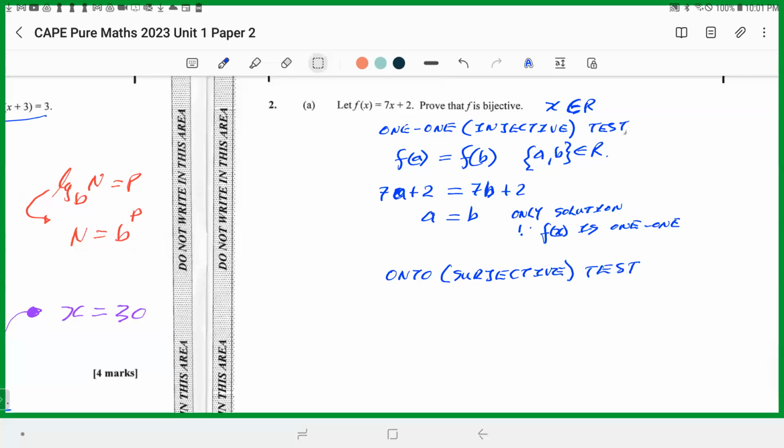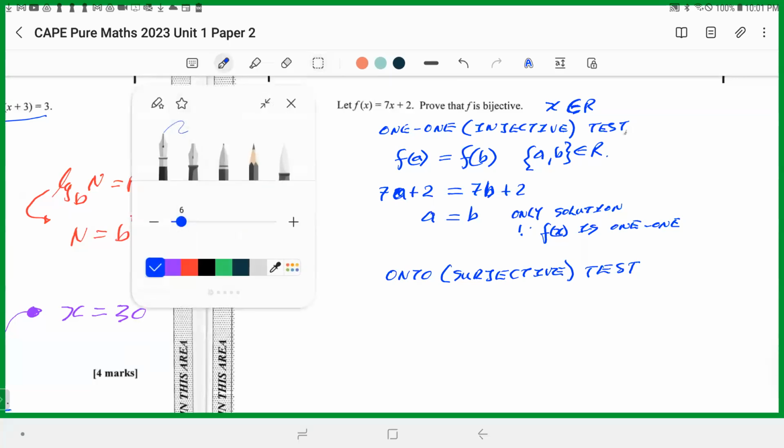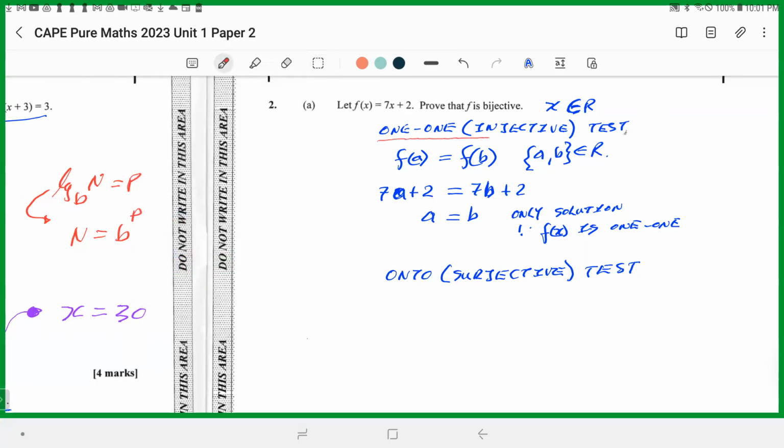So I'm doing the surjective test now. I'm underlining them. First we did the one-to-one test, which is the injective test. Now we're going to do the onto test. Now to do the onto test, we're going to solve. Here we should write the word solving. For the one-to-one test, we solved f of a equals f of b, and if a equals b is the only solution, then yes, it is one-to-one. That was true. But this one now we're going to solve f of a equals b.